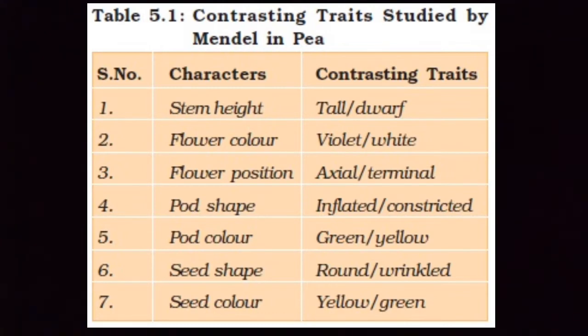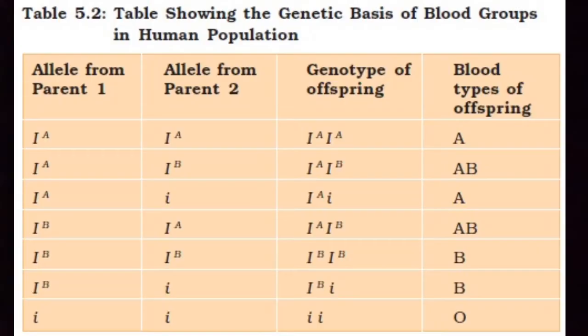Now we come towards the next table. That table is also of the same chapter, table number 5.2, page number 77. This table shows the genotypic basis, or genetic basis, of blood group in the human population.